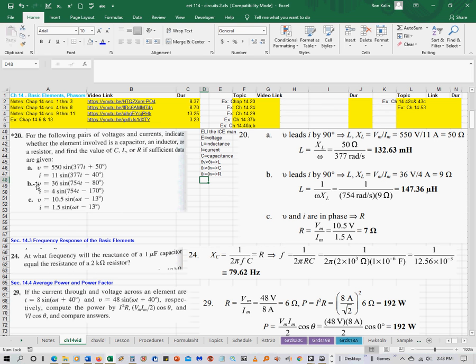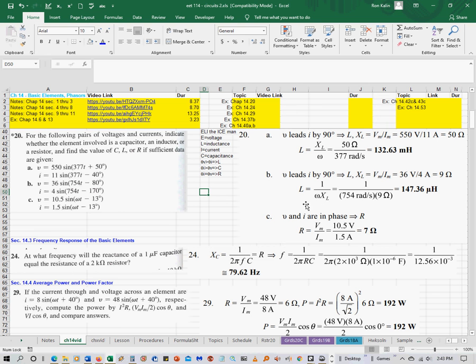Same thing for part B. Theta V is negative 80. Theta I is negative 170. So negative 80 is greater than negative 170. So you have this scenario again. You have the ELI, so your voltage is leading your current. It's an inductor, and you calculate it the same way. X sub L equals Vm divided by Im. So it'd be 36 divided by 4 equals 9 ohms.